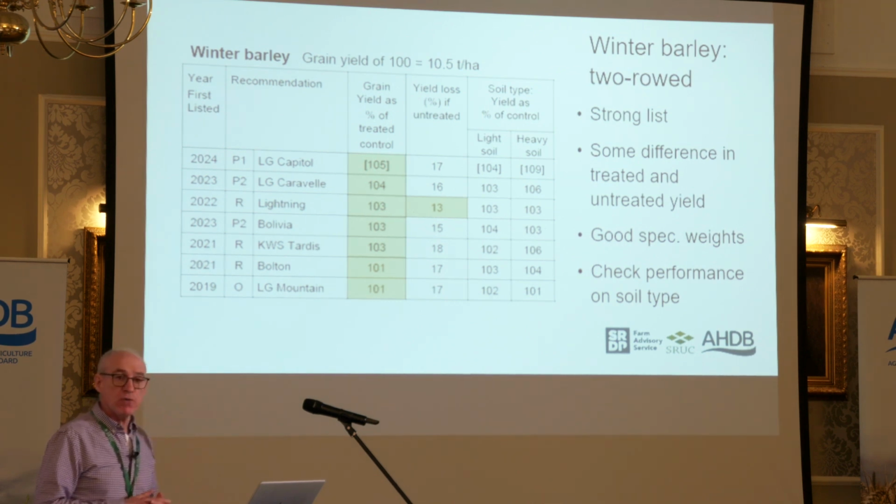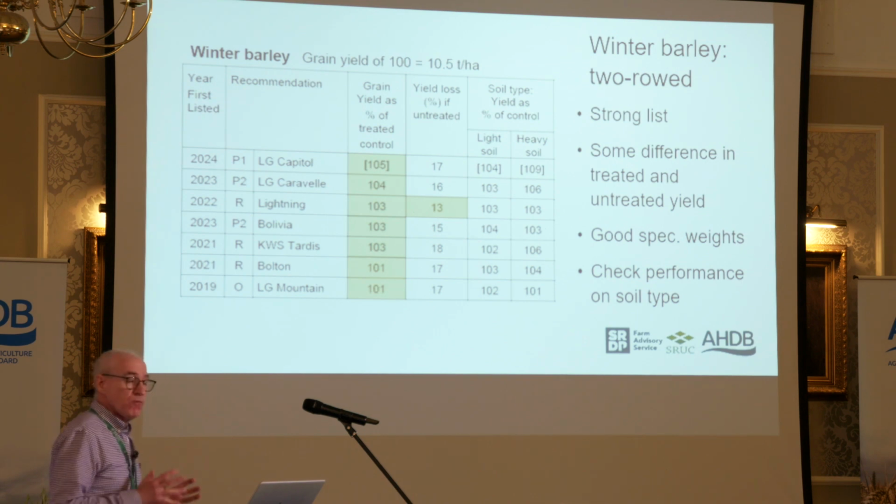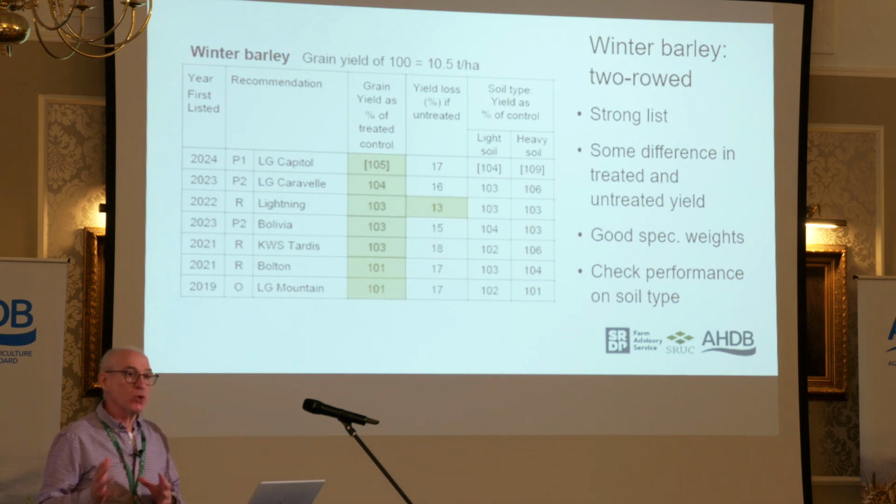And now we can see that newer varieties such as Caravel and Capital, we can compare the yield against Mountain now. Overall, across these varieties, specific weight is maintained. It's very good. There's some variation in the untreated yield, so here indicated in the yield loss if untreated. Take advantage of that with some of the better untreated yields, because we do know that disease resistance is not as good as we hope it will become in this particular crop.